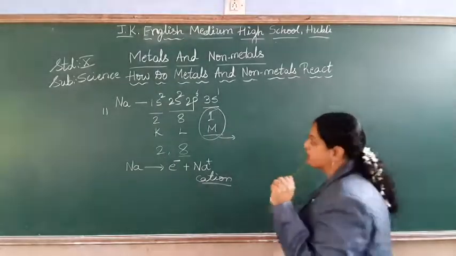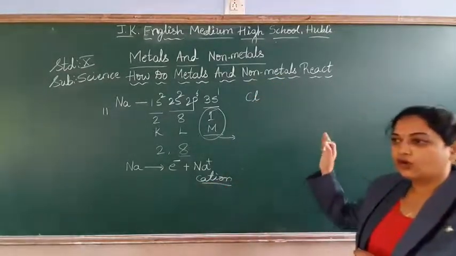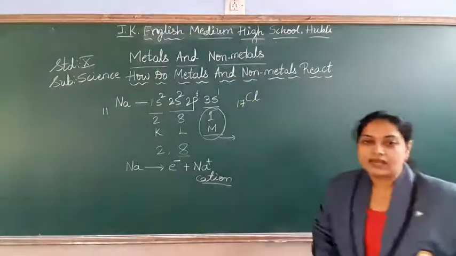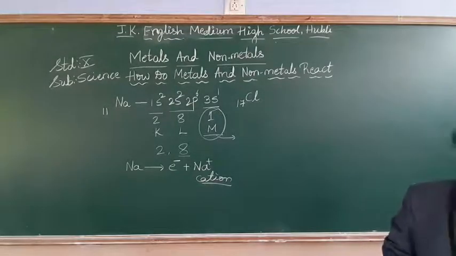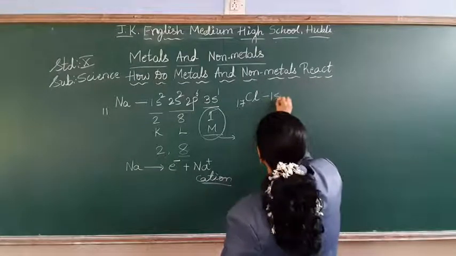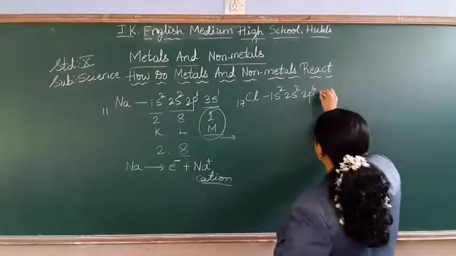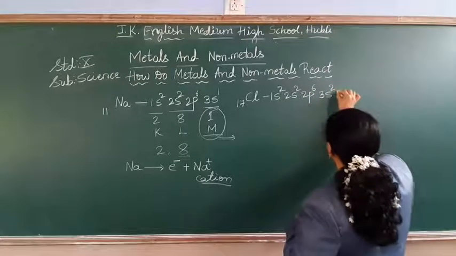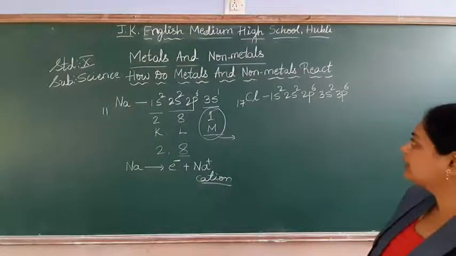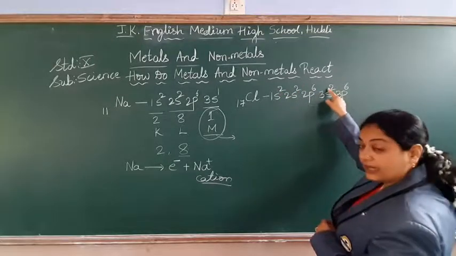Keep it on one side. Let us take one non-metal like chlorine. The chlorine atomic number is 17. Write the electronic configuration, students. 1s2, 2s2, 2p6, 3s2, 3p5. Count the number of electrons. 2 plus 2 is 4, plus 6 is 10, plus 2 is 12, plus 5, yes, 17.